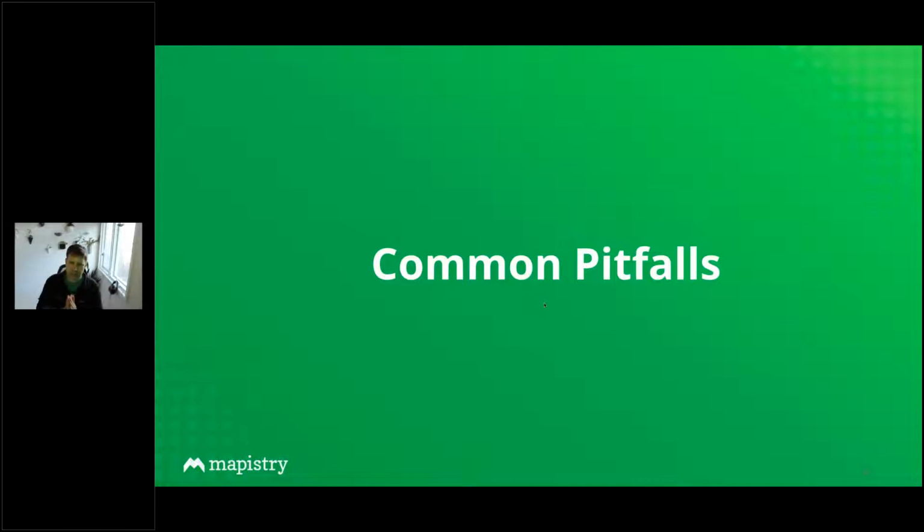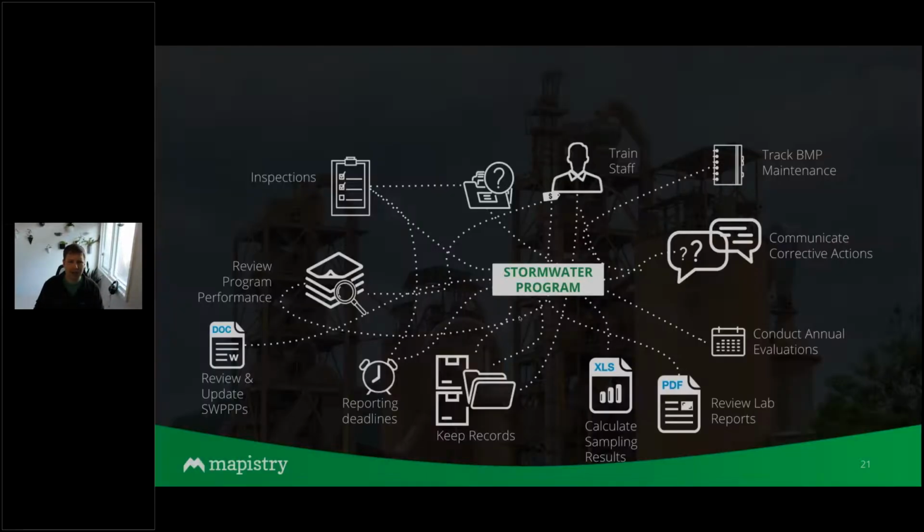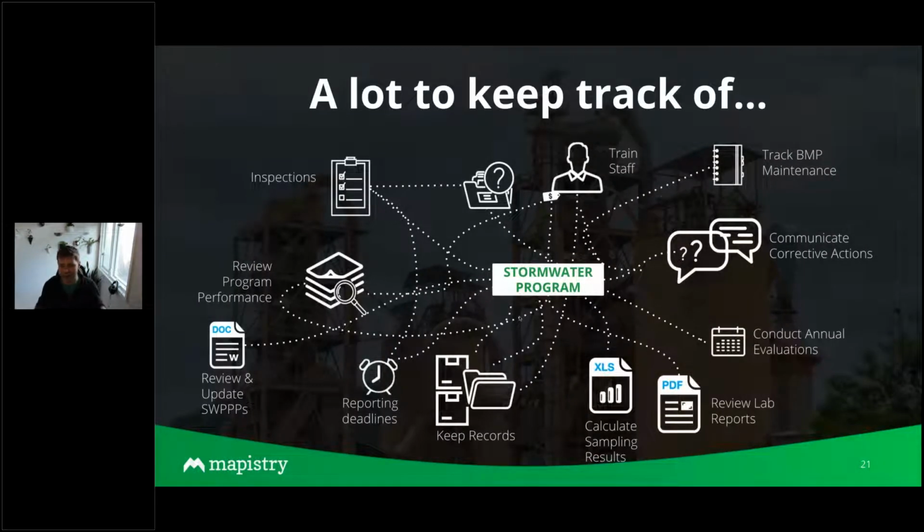So a couple of common pitfalls I want to highlight, and I'm going to ask you at the end where your experiences are. One is, and I think this is common in EHS programs in general, stormwater is just one of the many, but it's a lot to keep track of. When we talk to folks, whether they're on the environmental side or the operations side, it's just a lot. You have to train staff, review program performance, calculate sample results, submit them to the state, then do your annual report. And then, by the way, after you've done an inspection, you've got to get copies to put in the record section and then communicate corrective actions. It's a lot to manage.